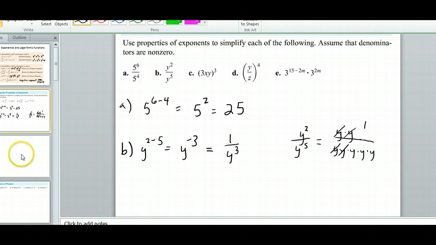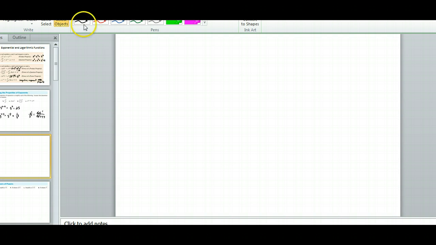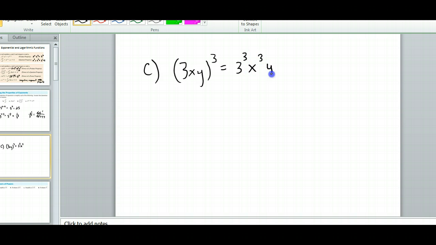Alright, for C we got 3xy, all of that being cubed. So we use the products to powers rule, meaning that we cube all of these things. We cube x, we cube y, and we cube the 3. And then 3 cubed, if you can evaluate it, evaluate it. 3 cubed is 27. And then we don't know what x and y are, so we just leave them x cubed, y cubed.